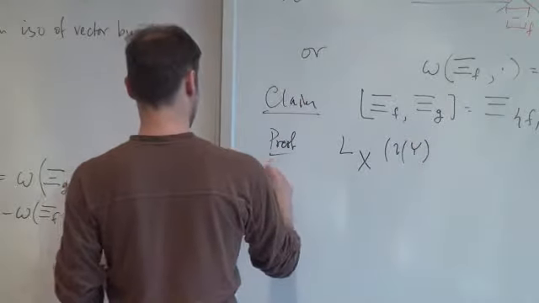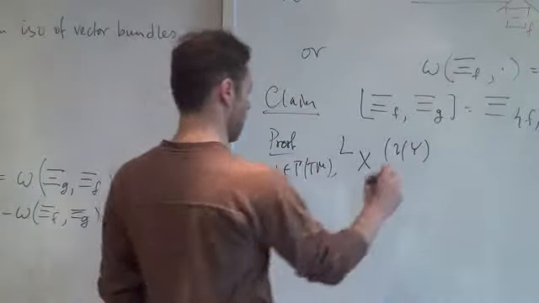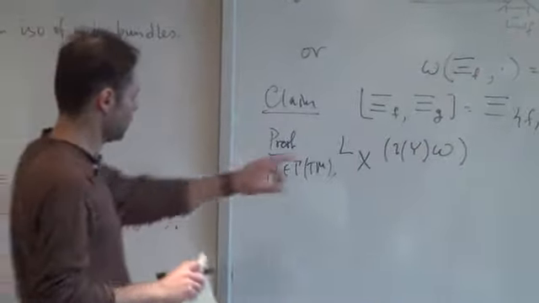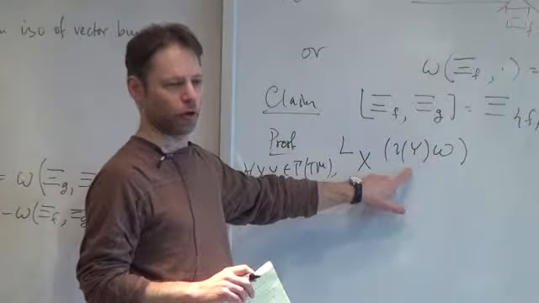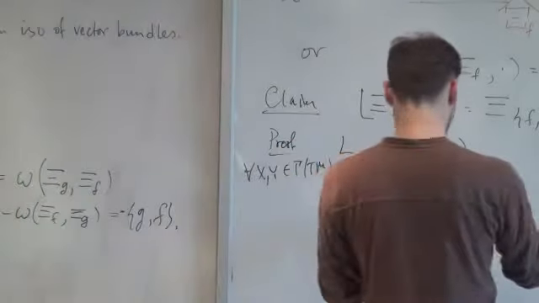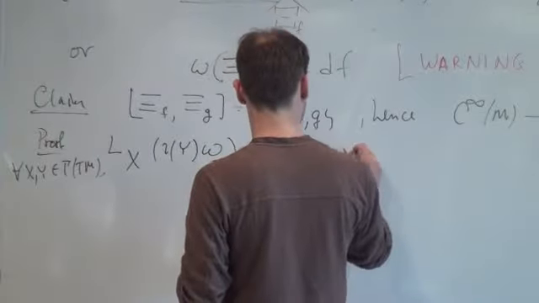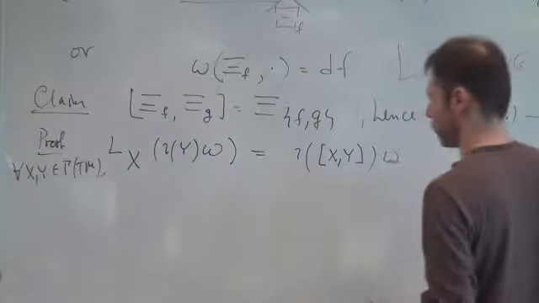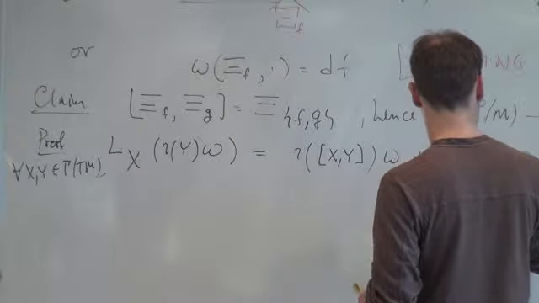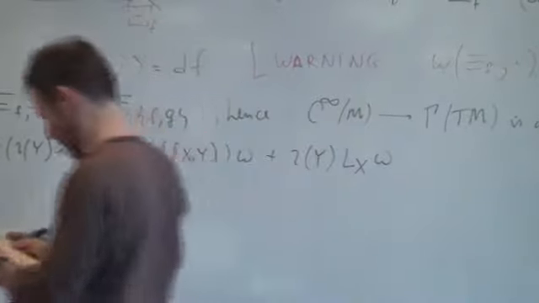So for any 2 vector fields, I can contract a vector field with a 2 form, and I can take the Lie derivative, right? So let's see what happens if I do that. On one hand, it should be the bracket contracted with the 2 form plus the contraction of the Lie derivative. Right?